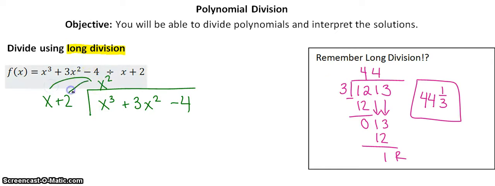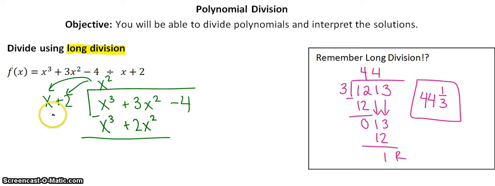In order to multiply, though, I do have to multiply by both terms. So I'm going to multiply x times x squared. It gives me x cubed. x squared times 2 gives me positive 2x squared. Now I'm going to subtract these. So again, the process is the same. Figure out how many times it goes in, multiply it out, subtract. And if you did it correctly, these should cancel. So what's left then is I have only a squared term instead of a cubed term. So I have 1x squared.